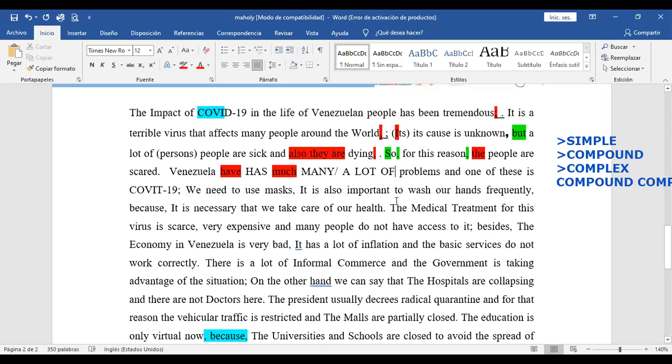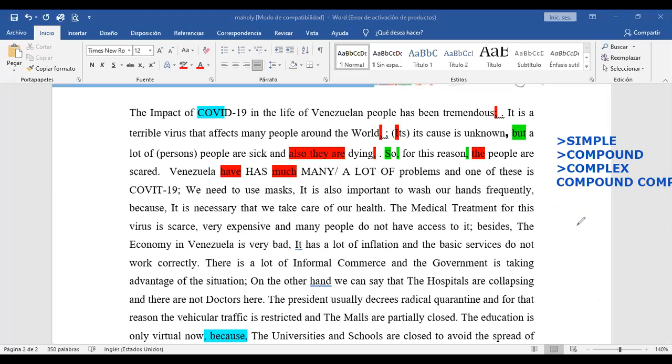Ahí, ¿qué colocamos? Fíjense que ella coloca una conjunction, un and. ¿Qué colocarían ustedes ahí, chicos? No, nothing. Luego de problems, una coma. ¿Una coma? Después de problems, no. Venezuela has a lot of problems and one of these is COVID-19. ¿Qué dicen? Ricardo dice que no. ¿Qué dicen los demás? Yes. A comma.